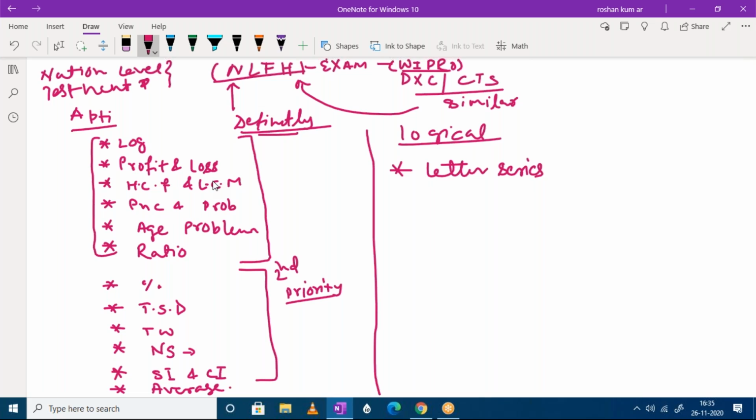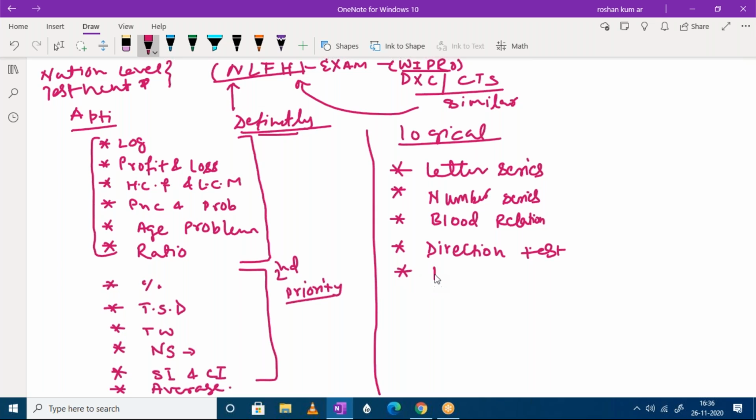Okay, so let me come back to the topics, guys. I hope you guys are making notes of these topics. The second topic here, which is very important, is number series. The third topic, which is very important, is blood relation. These are all regular topics. The next important topic is direction test. The fifth topic, and this is something which you have to do, is paragraph reasoning.